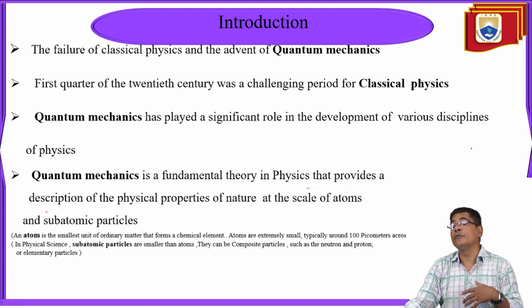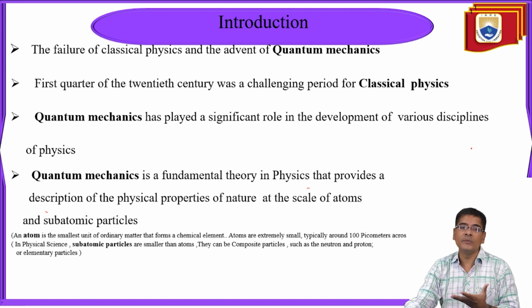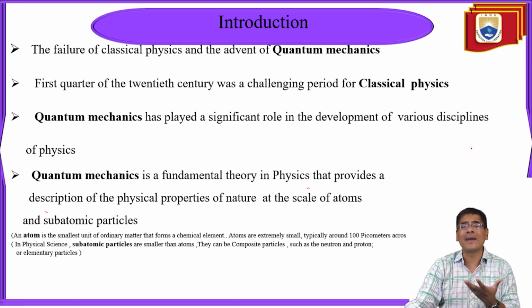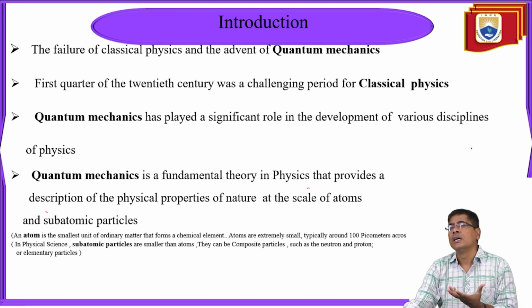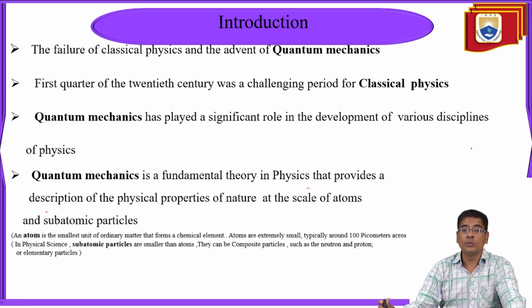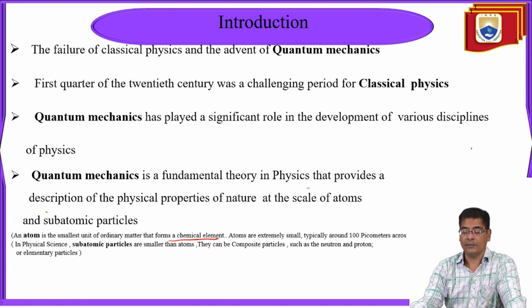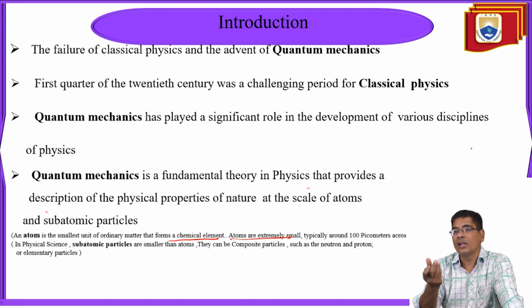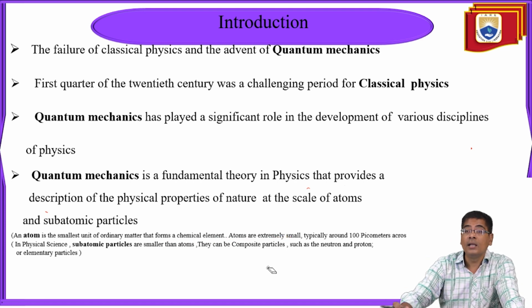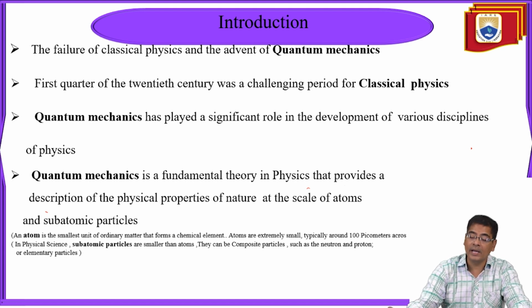Right? So if you need to understand what an atom is, we know that an atom is nothing but the smallest unit of ordinary matter which exists in three states, of course, in four states: solids, liquids, gases, and also the plasma state. That's why an atom is the smallest unit of ordinary matter that forms a chemical element, right? And atoms are extremely small, as we know. Typically, the dimension of an atom is approximated to be 100 picometers.